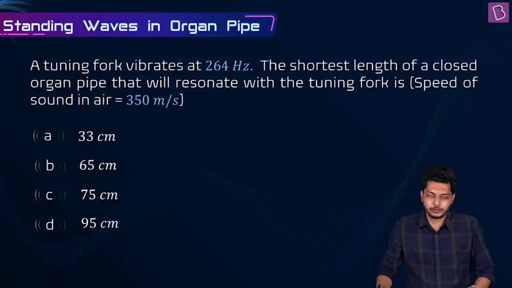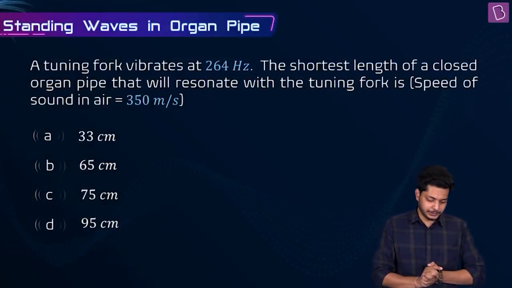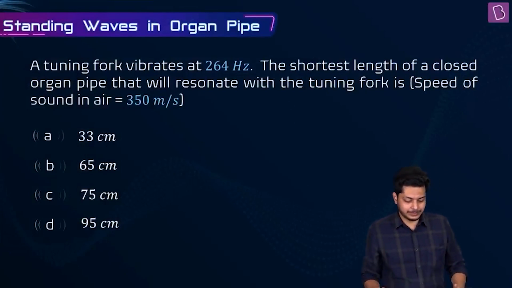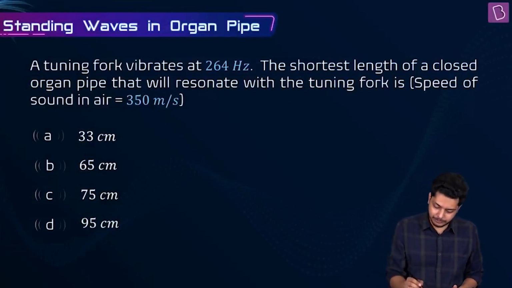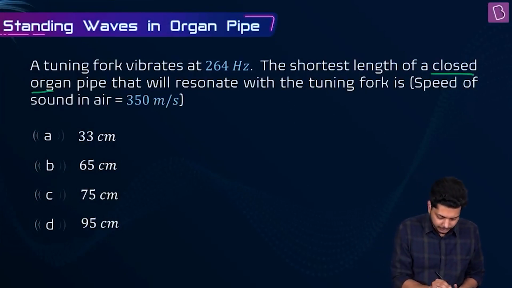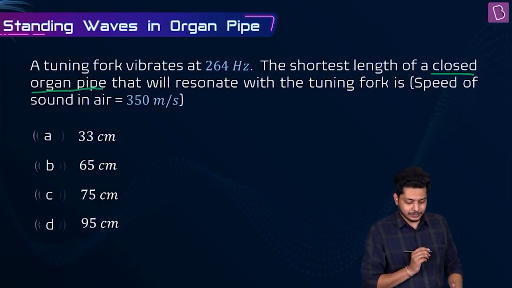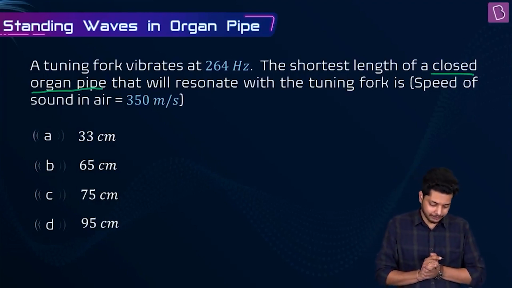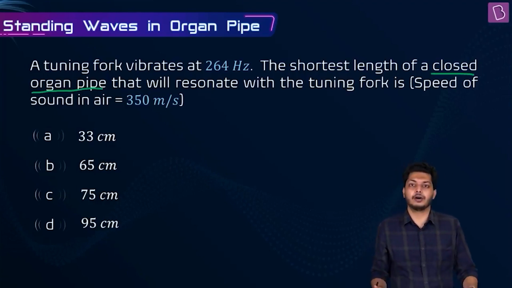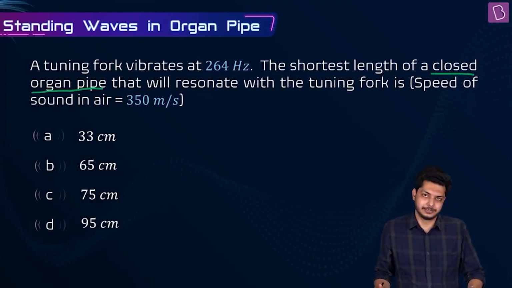Now moving ahead to this question. A tuning fork vibrates at 264 Hz. The shortest length of a closed organ pipe that will resonate with the tuning fork is 33 centimeters, 65 centimeters, 75 centimeters, or 95 centimeters.